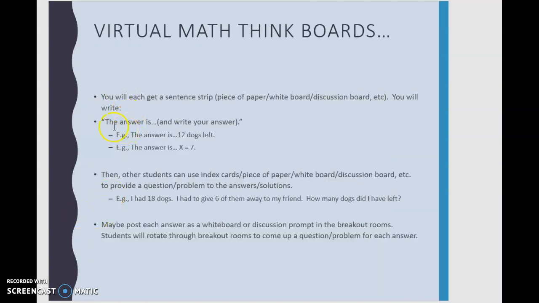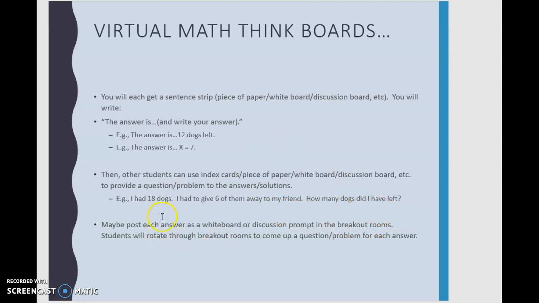Okay, so you could put something like the answer is, you'd write your answer, and then the other students would think about ways to get to that solution. Example, I had 18 dogs. I had to give 6 of them away to my friend, which is just very sad because who would want to get rid of 6 dogs? How many dogs did I have left? All right, so you could do something like that.